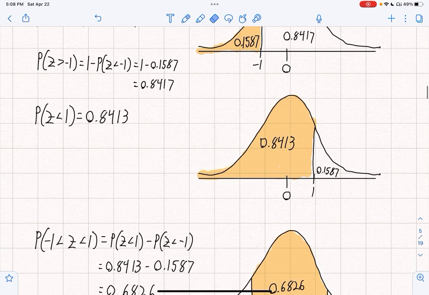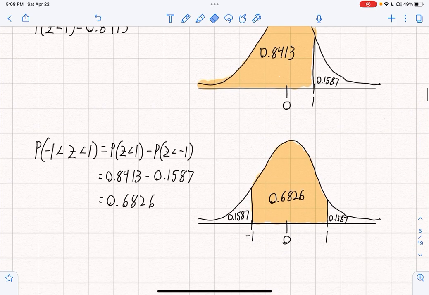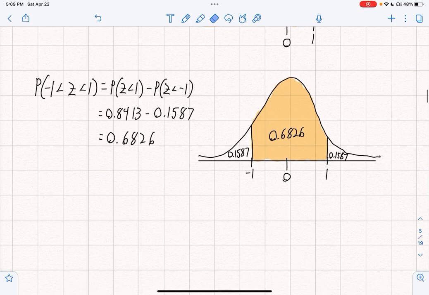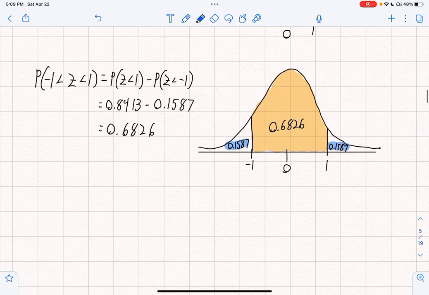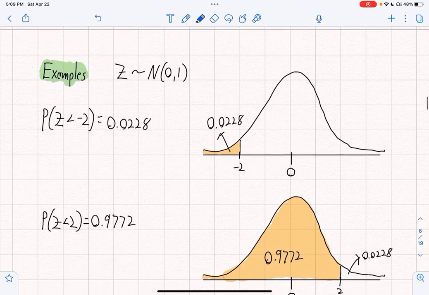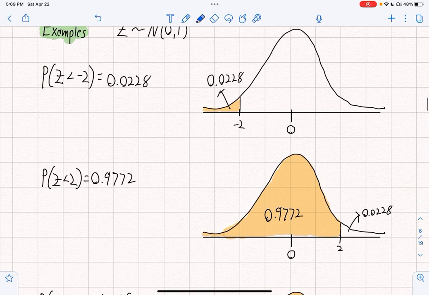So I did that for all of our other examples. So we found the probability of all of these orange highlighted areas, but I just wanted to point out we could find all of these non-highlighted areas by just taking advantage of the fact that the full area under the curve must be equal to 1. And so we can just do 1 minus the area of the orange area.